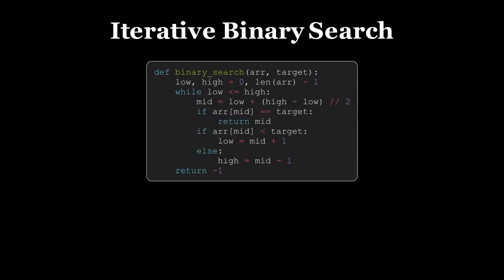Here's binary search in Python. Notice low and high are inclusive. Both endpoints are valid candidates. The loop runs while low is less than or equal to high. We compute mid using low plus (high minus low) divided by 2. That's a small trick to avoid integer overflow in languages where it matters. When the target isn't found, we return -1, a common convention.